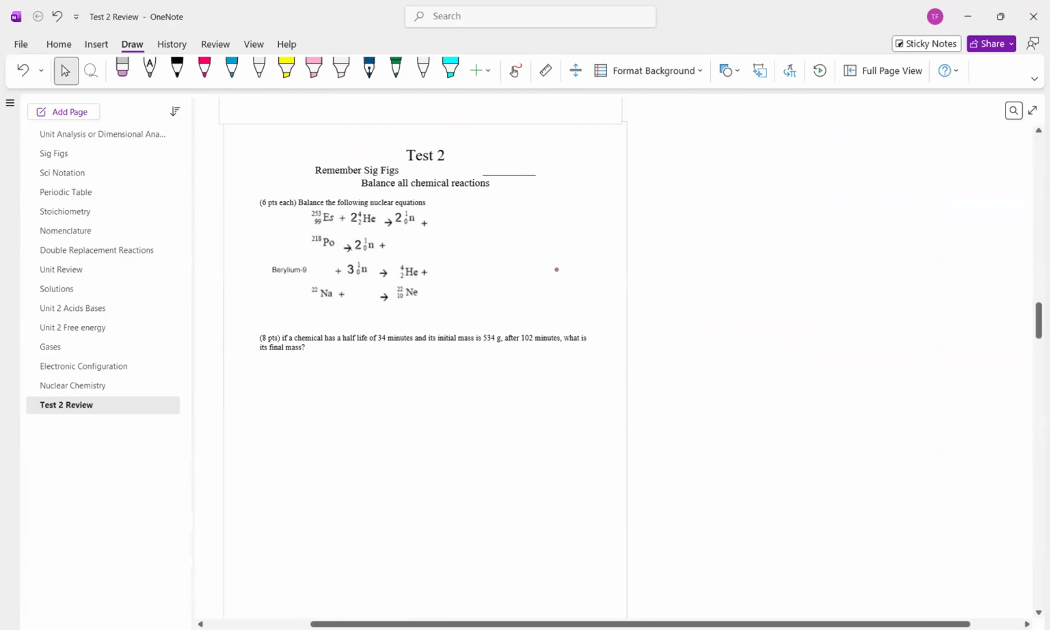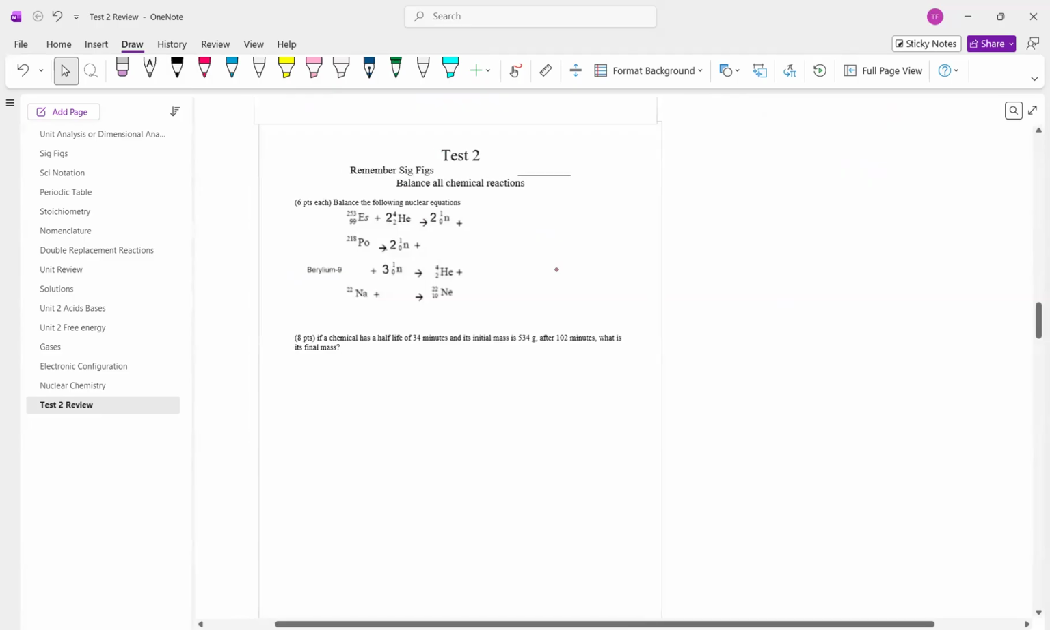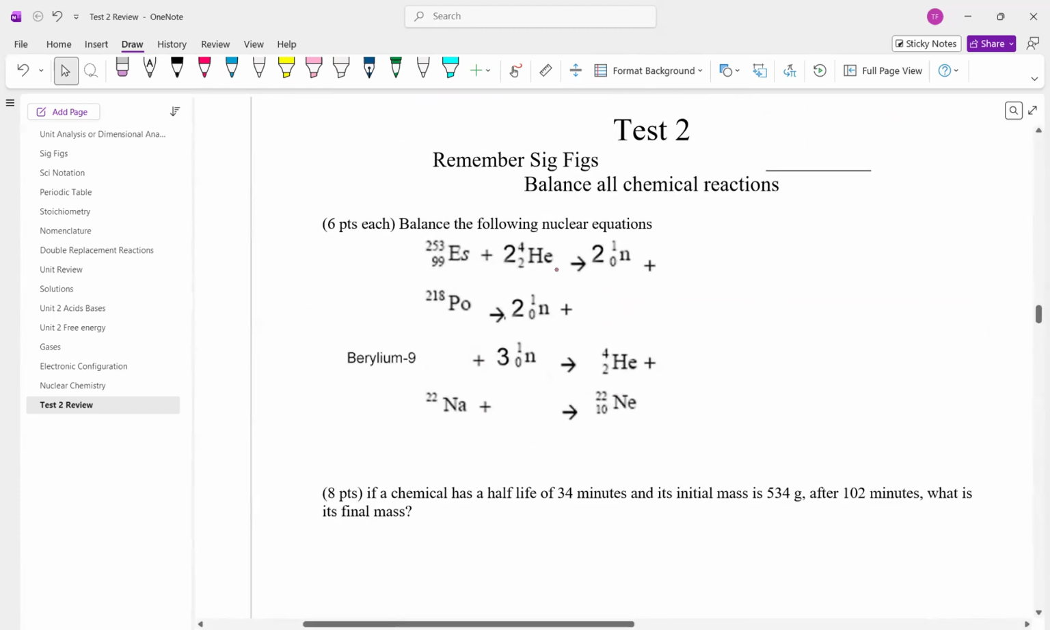Nuclear chemistry. All right. So balancing these equations. We've got the top numbers have to be equal to the bottom numbers. And we're always going to have a little bit of... define what's missing here. Okay, so let's do the bottom one. That looks the easiest. Okay, so 22 plus what is equal to 22?